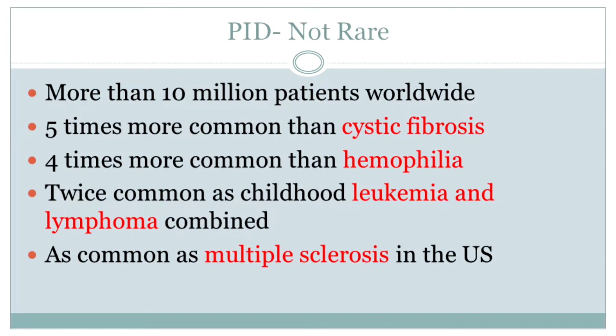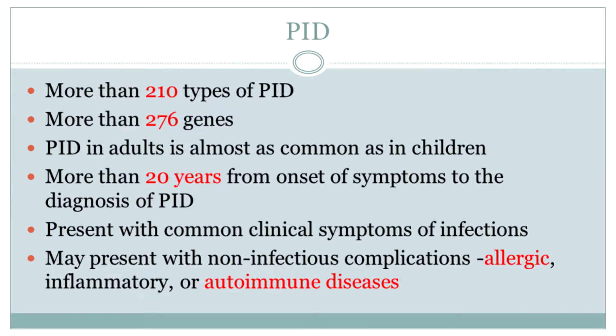If you take nothing else from today's talk, please remember this slide. Primary immune deficiency diseases affect more than 10 million patients worldwide. They are 5 times more common than cystic fibrosis, 4 times more common than hemophilia, twice as common as childhood leukemia and lymphoma combined, and as common as multiple sclerosis in the United States.